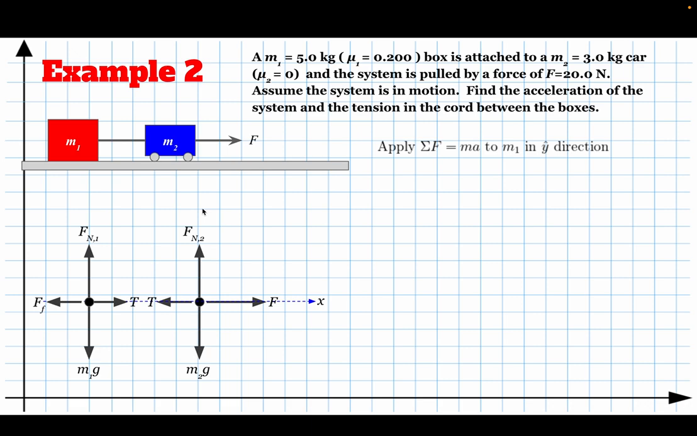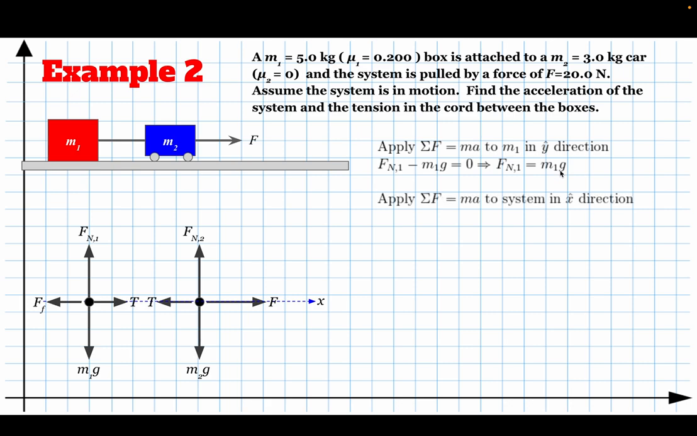I'm going to apply Newton's second law to M1 in the y direction. So in the y direction for M1, that's this one here, the normal force minus the weight equals 0, because this is not accelerating in the y direction. I've chosen the x direction as the direction of acceleration, so by definition the acceleration in the y direction is 0. That just means that the normal force on car 1 is m1g.